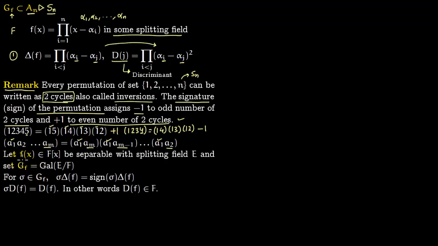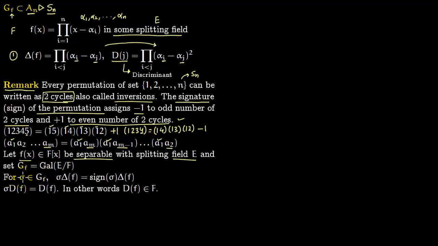Now let f of x be a separable polynomial with some splitting field E. We are obviously going to talk about its Galois group. You have the Galois group of this polynomial, which is the group of automorphisms of E which fix F. This is our polynomial, which lies over F, and this is how it splits in some splitting field. We are saying that the splitting field is E of this polynomial.